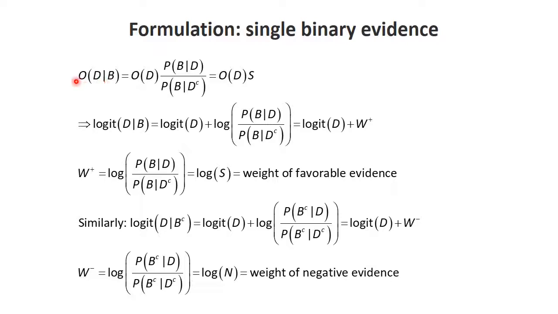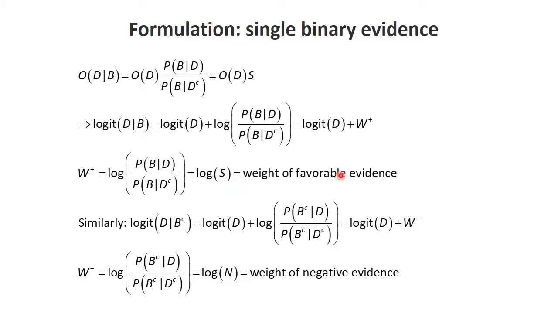Now it makes a lot of sense to take a logarithm of all this. So the logarithm of odds becomes a logit, which becomes the logarithm of this plus the logarithm of that. What we have here now is that the logarithm of this is this term plus this here, and this is essentially what we call the weight of favorable evidence. If this is larger than this one, then we have a favorability to having a relationship between the two rather than between that and its complement. So this is the weight of favorable evidence.